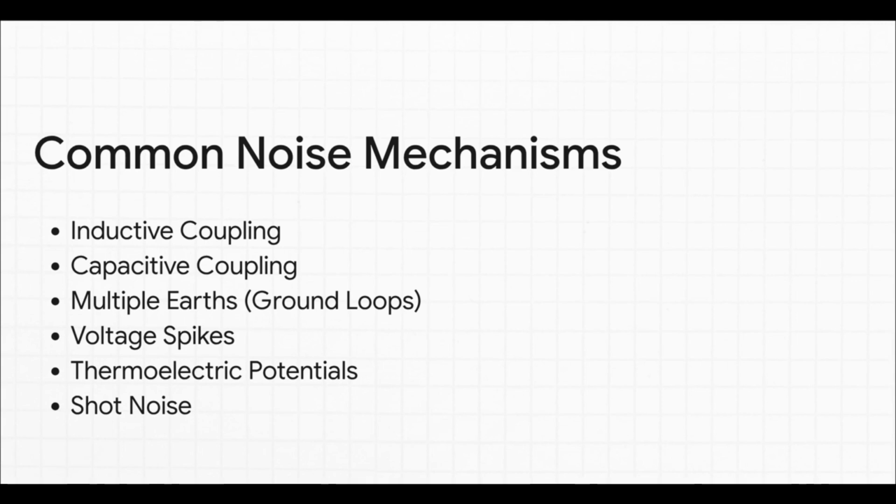Power lines create magnetic fields. Other electronics create electric fields. You can get ground loops if you're not careful. Even switching a big motor on or off can send a massive spike through your system. It's a whole world of invisible interference that's just waiting to mess with your data.